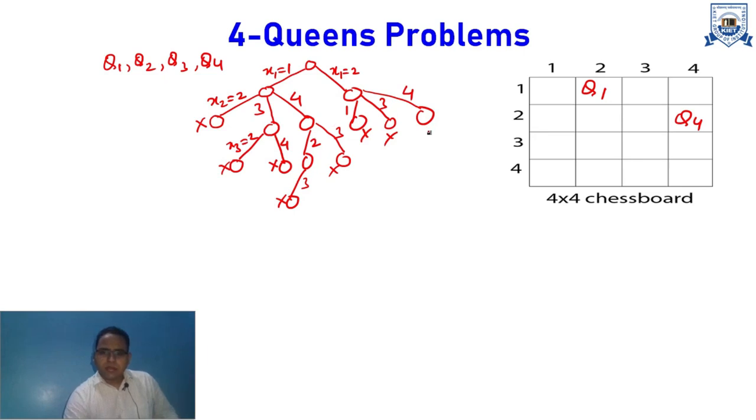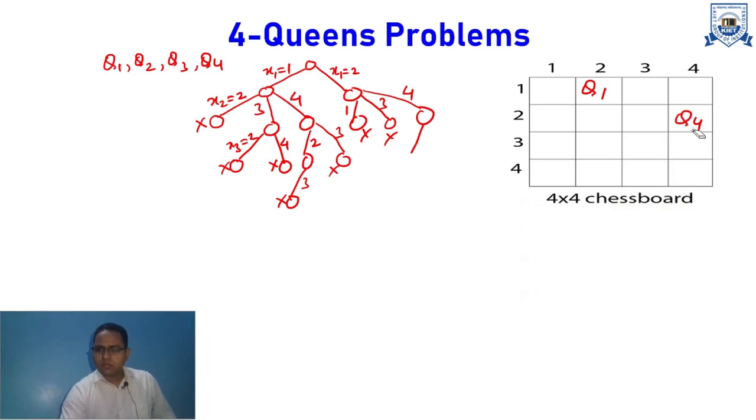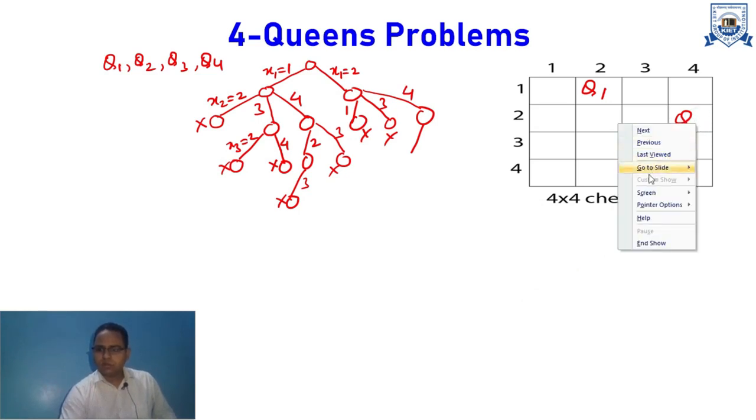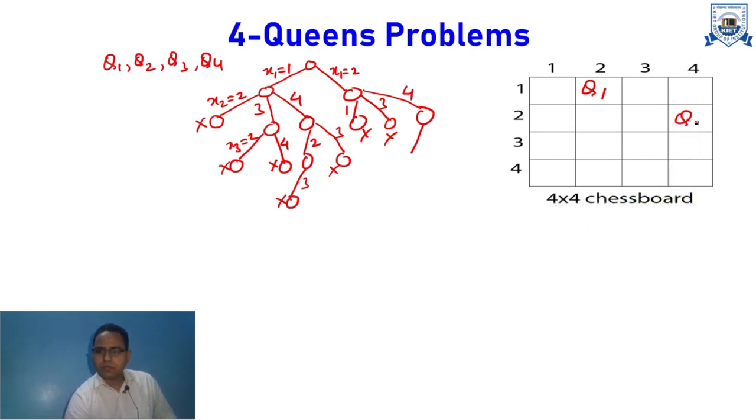Now try to place the next queen. Sorry, it was queen 2, not queen 4. It was not queen 2, it was queen 1. So again, rewrite this: queen 1 here, queen 2 here.